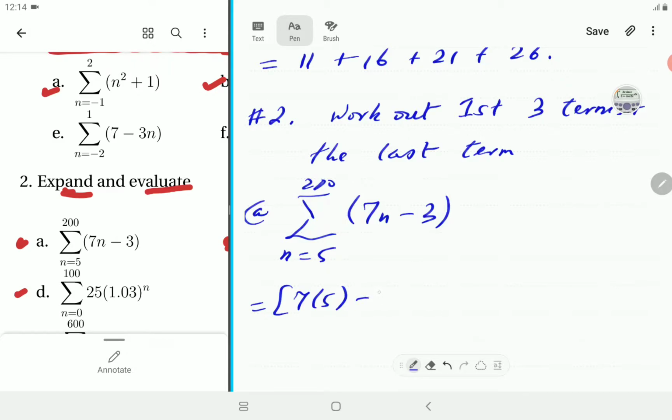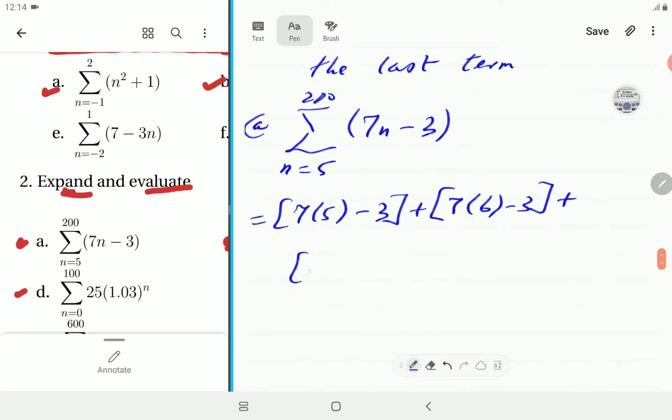So the first one is going to be 7 times 5 minus 3. Second one is going to be 7 times 6 minus 3. The third one is going to be 7 times 7 minus 3. And then these dots mean there are lots of terms in between. The last one is going to be 7 times 200 minus 3. Then we have got to evaluate each of these.